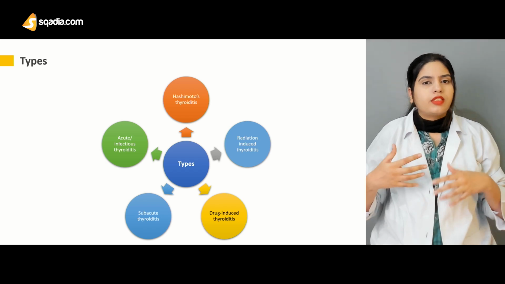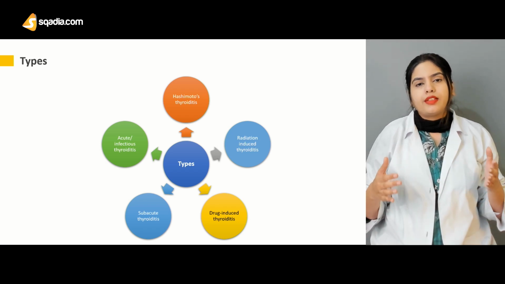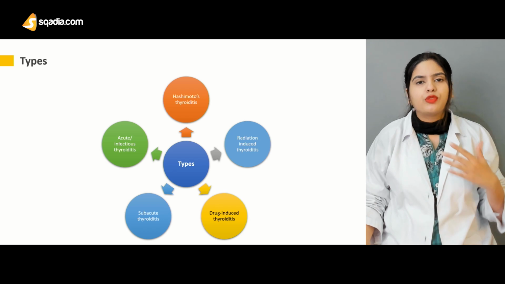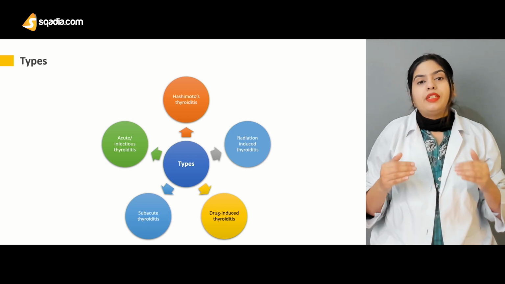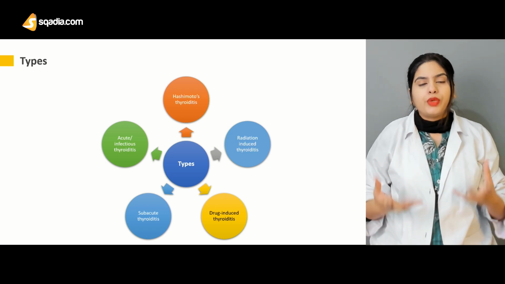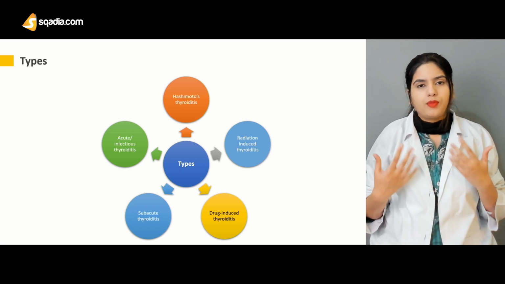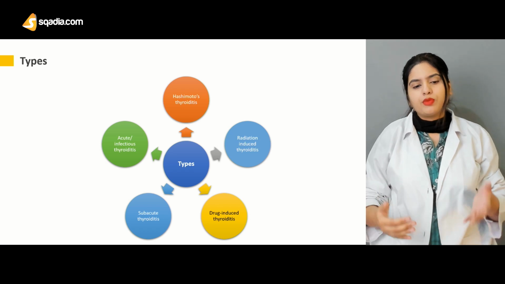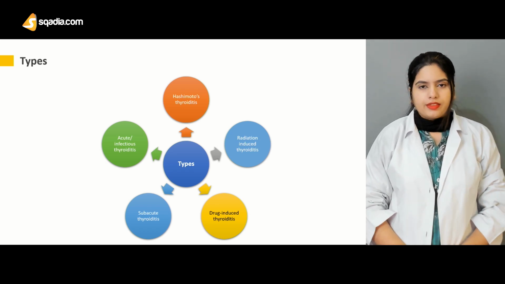The rest of the things are almost the same. Both are sudden in onset and both produce symptoms in the patient. But the difference is that the acute one is much more severe. It causes more severe pain and more prominent symptoms in the patient as compared to subacute thyroiditis.